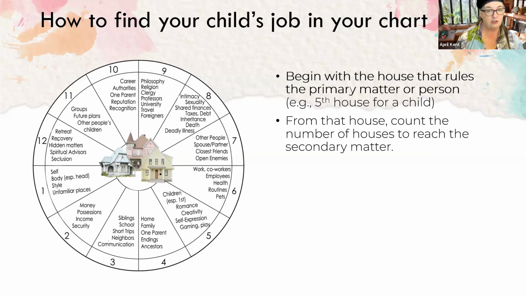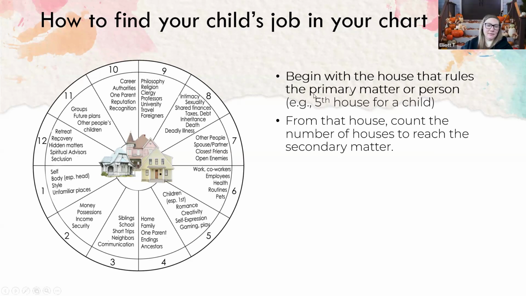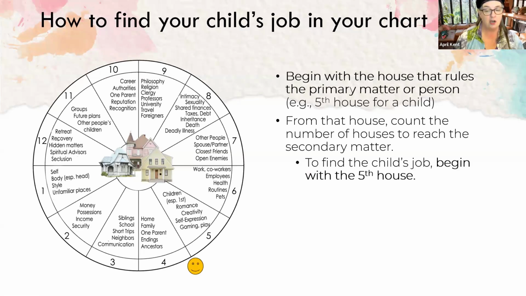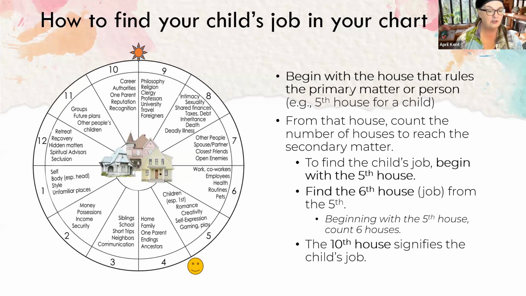And jobs are related to which house? Anybody want to take a crack at that? 6. Maybe 10. Yeah, well, 10 is career. If we're talking job, that's a little different than career, so I make the distinction. To find the child's job, you begin with the fifth house and you find the sixth house from that. So you start on 5 and you say 1, 2, 3, 4, 5, 6. And funnily enough, the 10th house signifies the child's job.